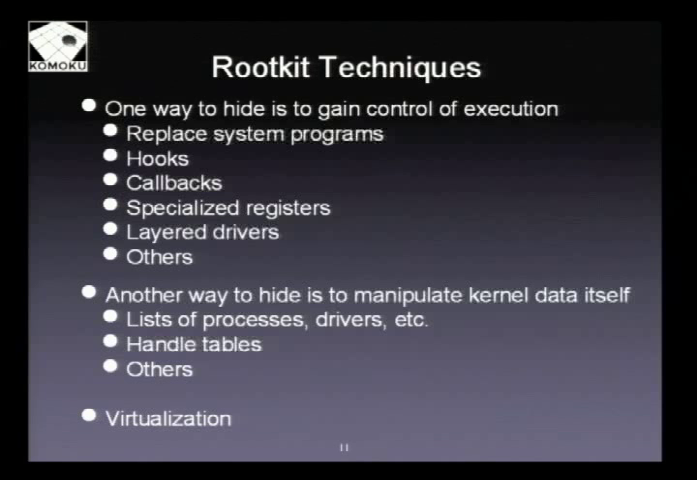Another way to hide your presence is to manipulate kernel data yourself. A couple years ago, I pioneered a rootkit called FU, and it used a technique called DKOM, direct kernel object manipulation. With that, if you understand the structures within memory, you can just start changing them at will, and you'll completely disappear from all the higher level APIs that the operating system would expose to a developer in order to find files or find processes and so forth.